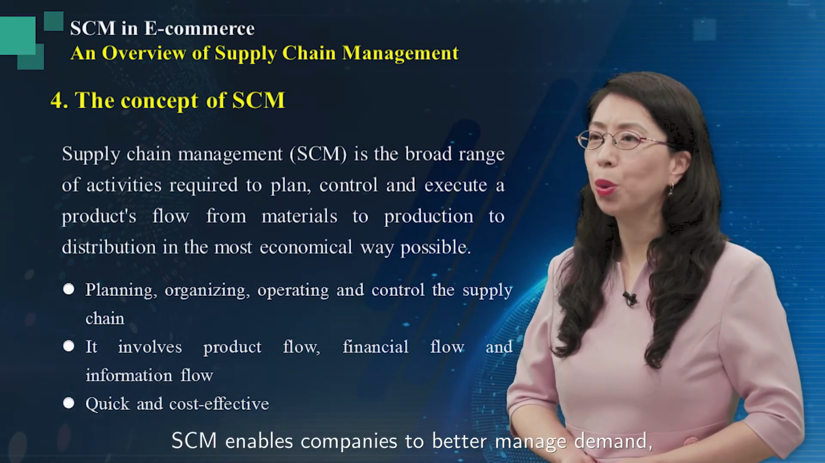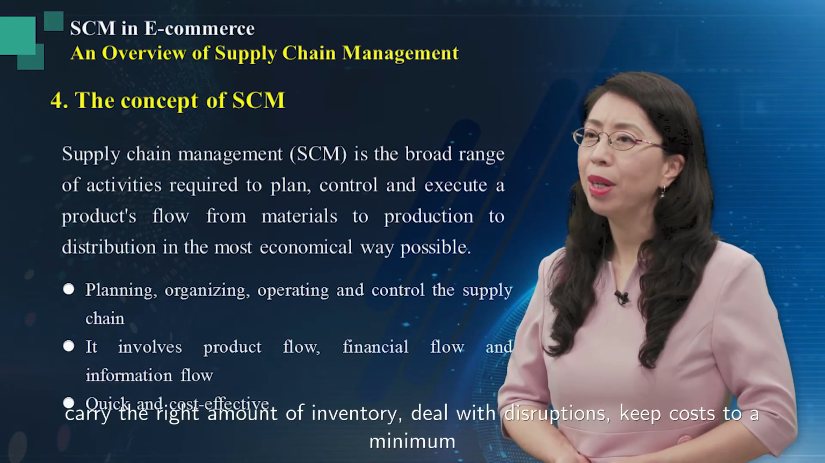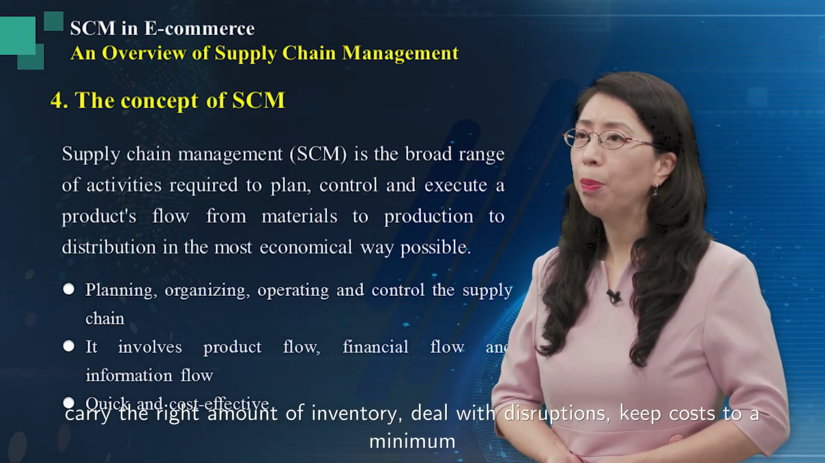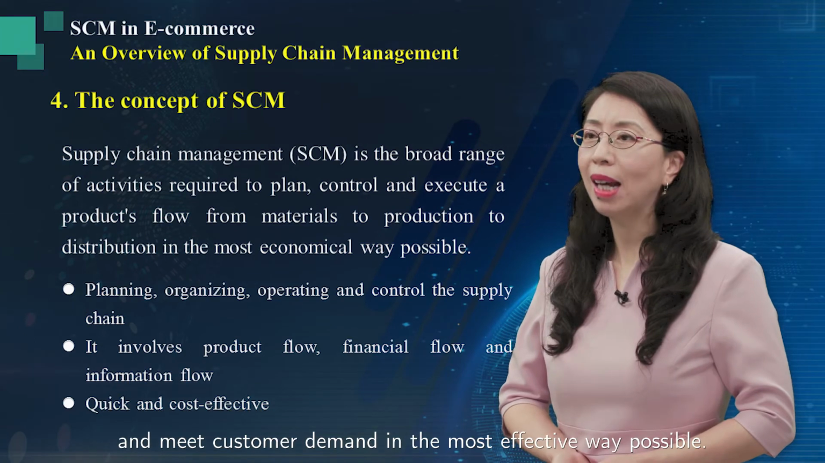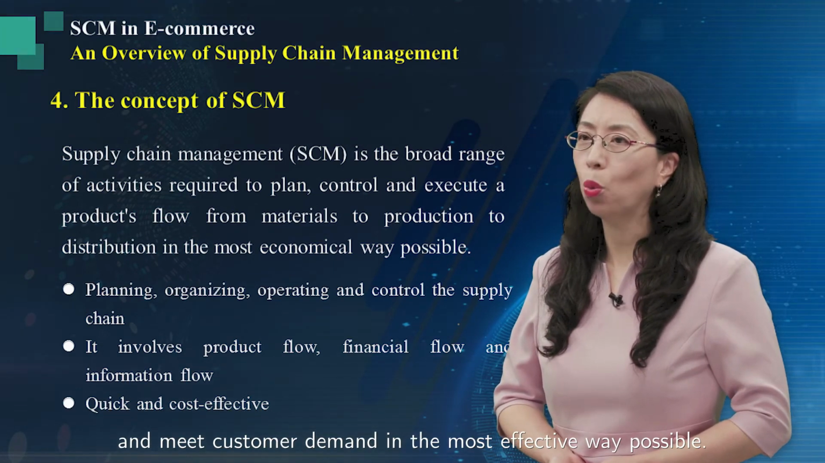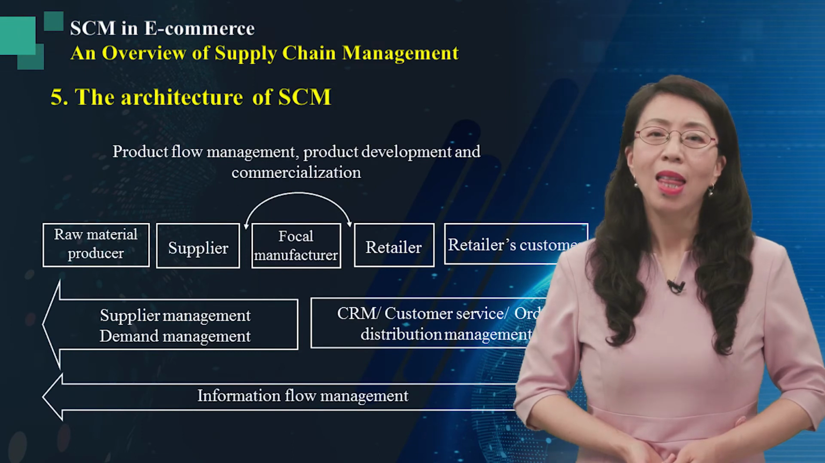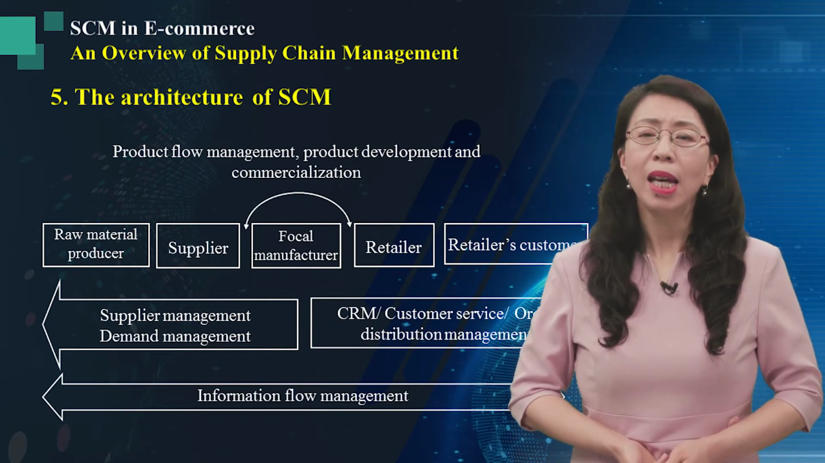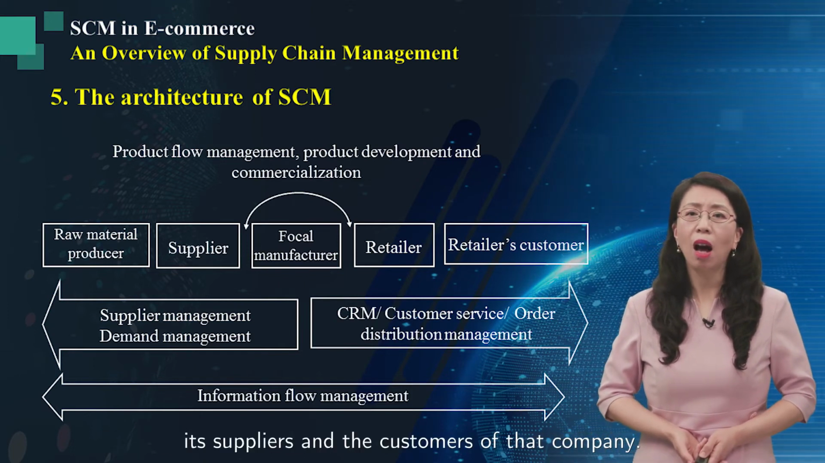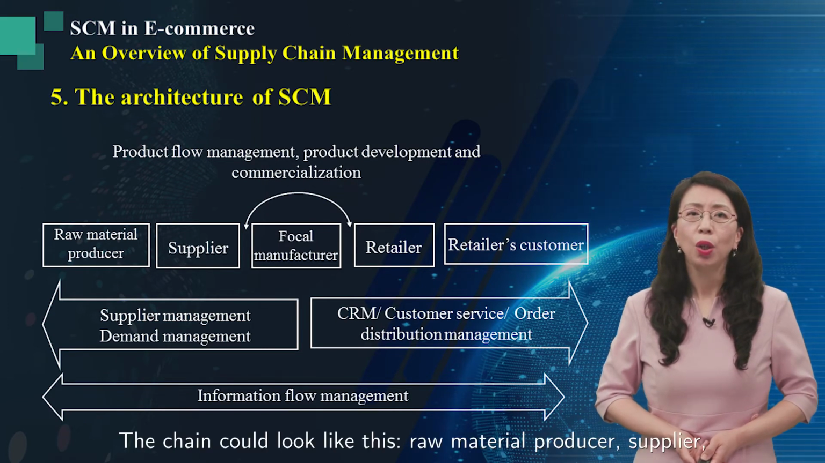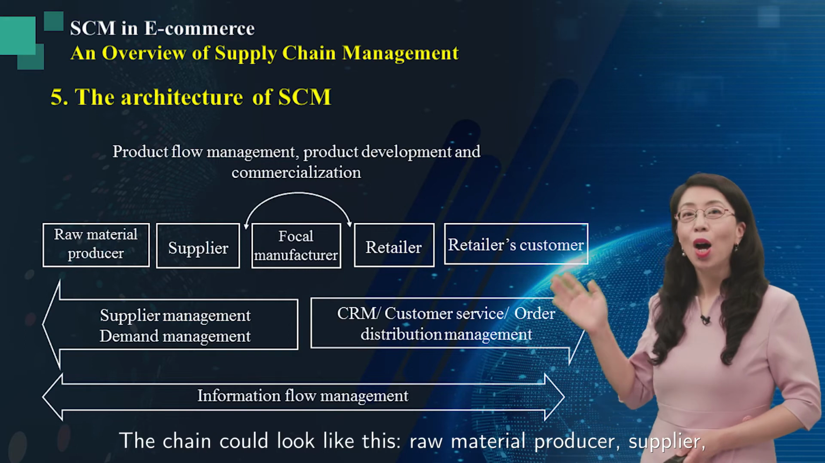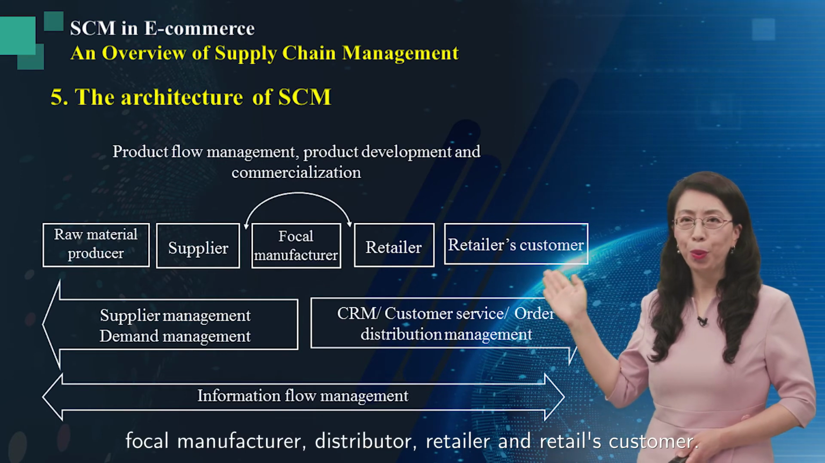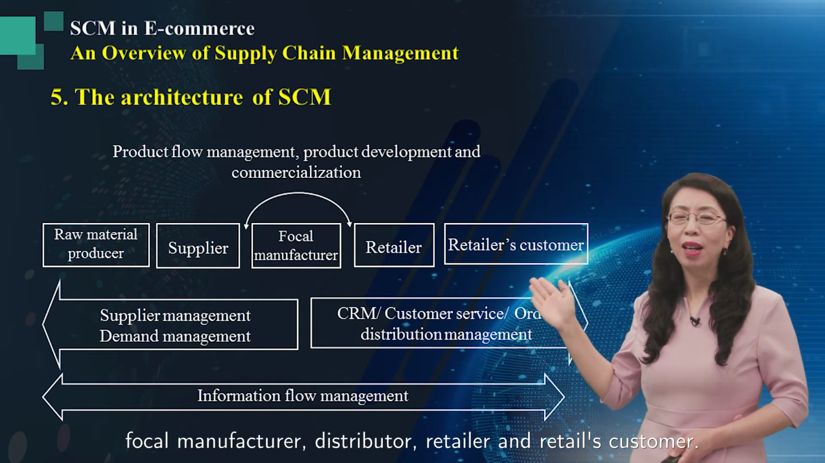SCM enables companies to better manage demand, carry the right amount of inventory, deal with disruptions, keep costs to a minimum, and meet customer demand in the most effective way possible. The most basic version of a supply chain includes a focal company, its suppliers, and the customers of that company. The chain could look like this: raw material producer, supplier, focal manufacturer, distributor, retailer, and retailer's customers.